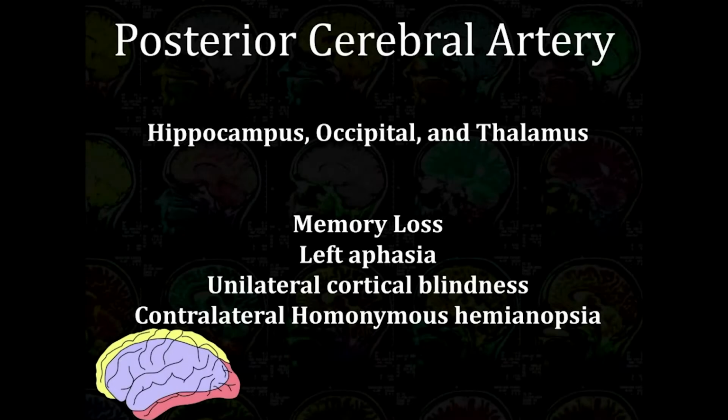If we continue and look at the posterior surface of the brain, obviously we just touched on the basilar artery and the vertebral artery, but we have to talk about the posterior cerebral artery. And we know that artery specifically feeds the hippocampus, the occipital region, and the thalamus region of the brain. These patients are going to have severe memory loss, left-sided aphasia, unilateral cortical blindness, and again, that contralateral hemianopsia.